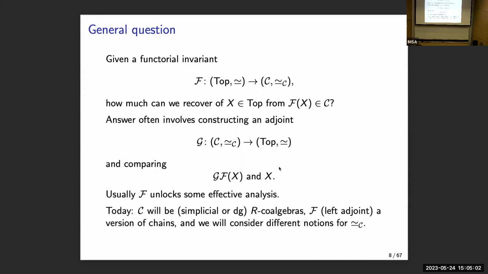And today, our category C will be some version of coalgebras, co-associative coalgebras over a ring R. F, which will be a left adjoint, will be a version of the chains functor on the space. And we will consider different notions of weak equivalences on coalgebras, compare the resulting homotopy theories that we obtain, and describe their meaning.